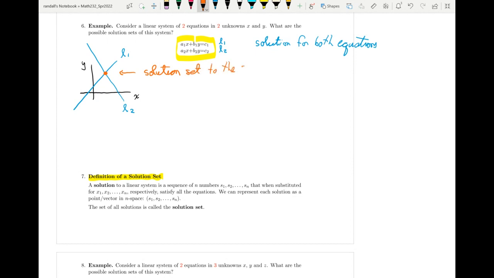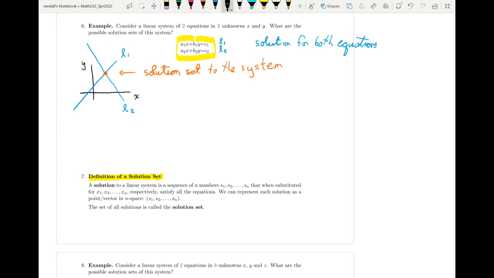Right, there's only one now. A single linear equation in two variables has infinitely many solutions, but when we ask for the solution of two of them, it could be reduced to one. So that's one possible example. In this case, this particular system of equations has just a single solution.